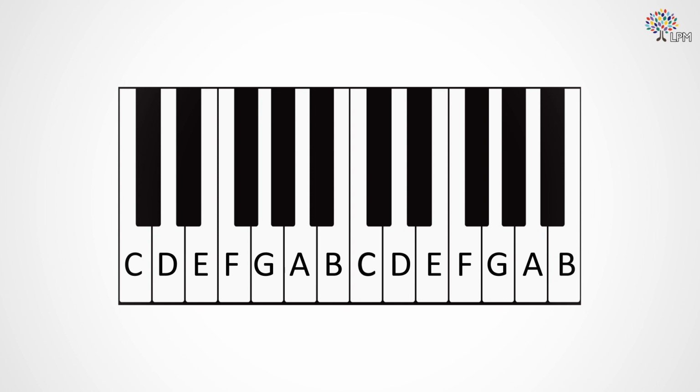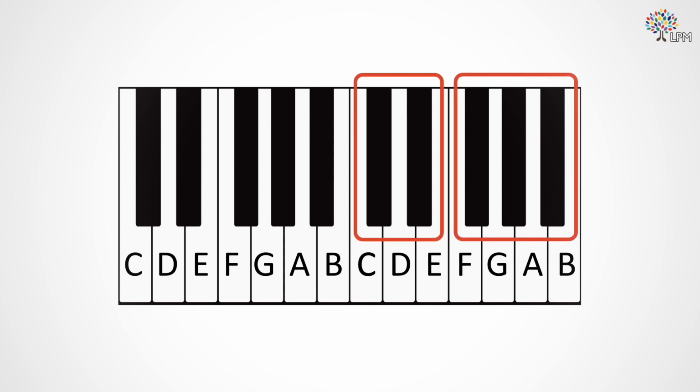For a quick visual cue to find your way around the keyboard, look for the groups of 2 and groups of 3 black keys. The white key to the left of the 2 black note groups is always C, and the key to the left of the 3 black note groups is F.